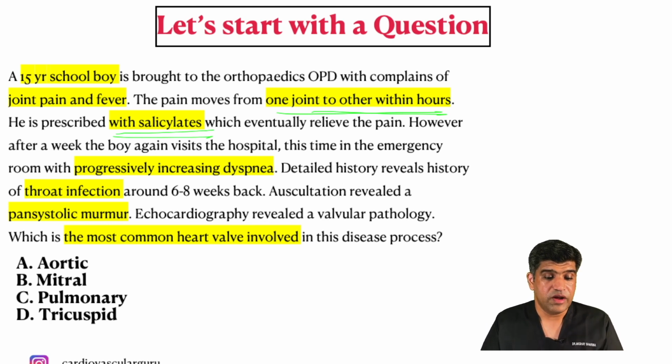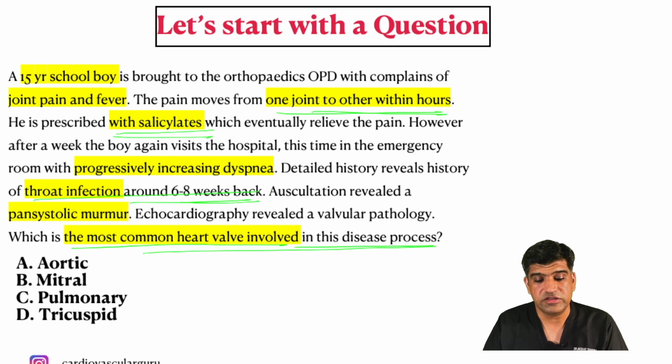pain. However, after a week, the boy again visits the hospital, this time in the emergency room with progressively increasing dyspnea. Detailed history reveals a history of throat infection around 3 to 8 weeks. Auscultation revealed a pansystolic murmur. The echocardiography revealed a valvular pathology, which is the most common heart valve involved in this disease process. So the first question is, in this disease process, that means we have to identify the disease process. What are the indications towards this disease process?